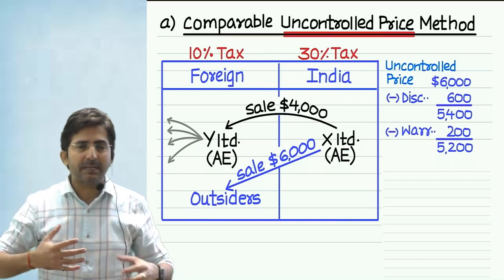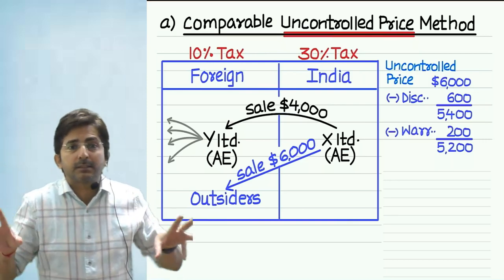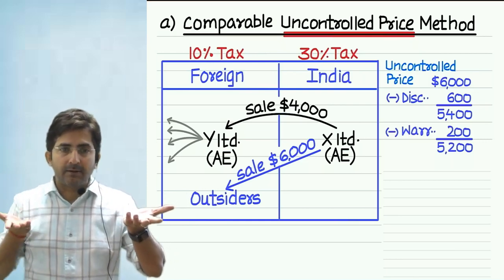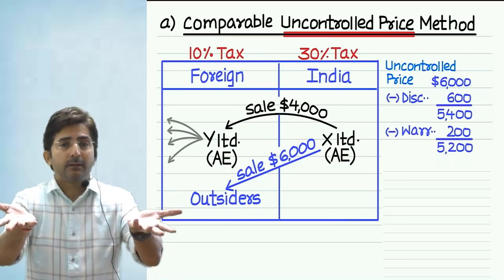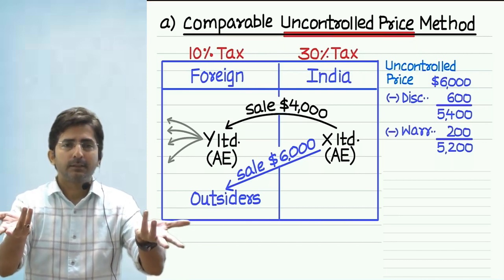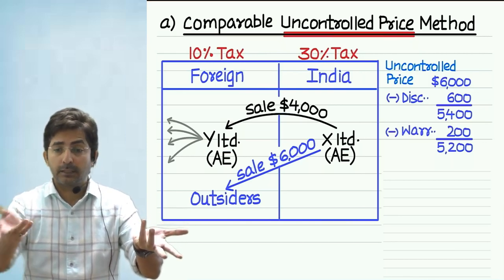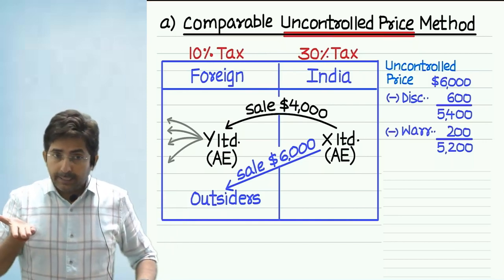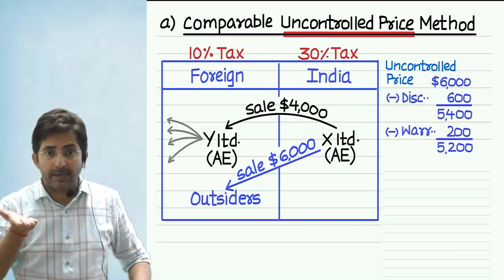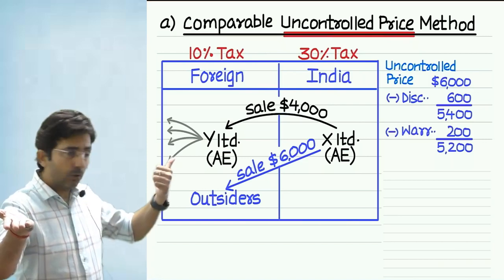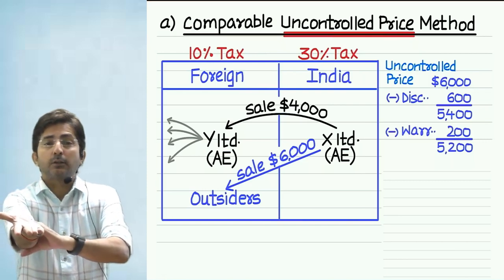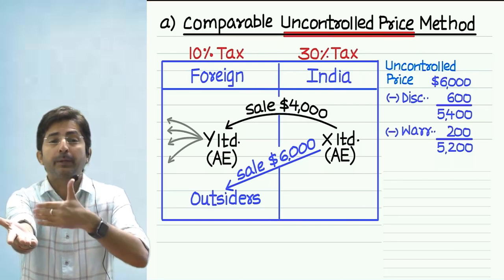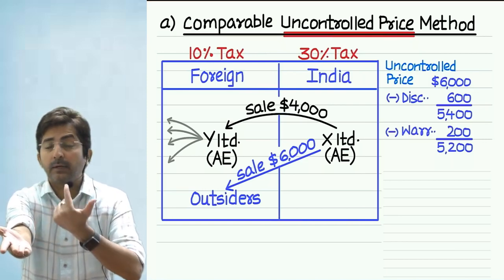Basically, to give an example, I have to create differences between the transactions of X and Y, and X and outsiders. So I am trying to create differences. In one example I gave, here there was a discount, here no discount, another was warranty. Now see one more. Sale to Y, means between X and Y, that 4,000 is assumed at FOB price.